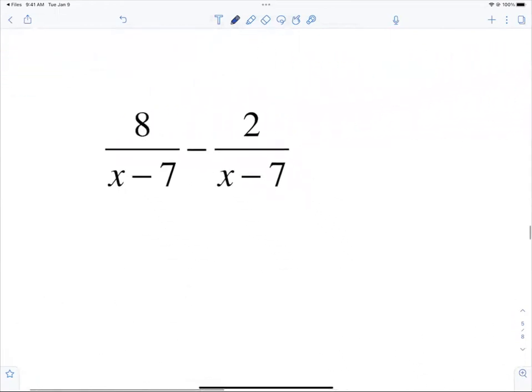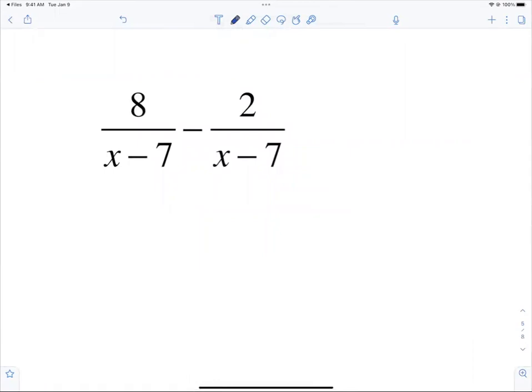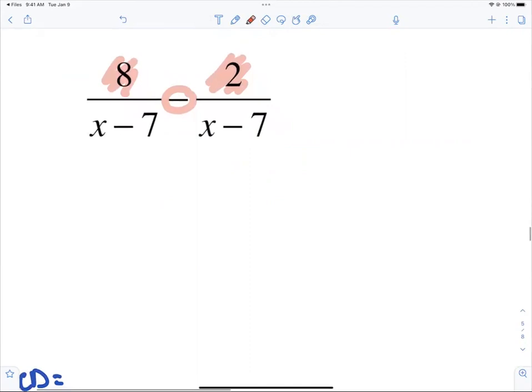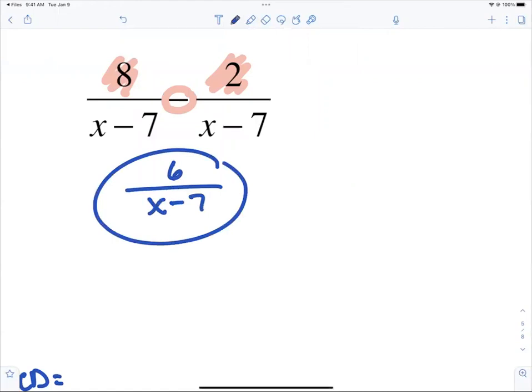Okay, moving on here. I already have a common denominator. The fractions are connected by subtraction. When you already have a common denominator, turn your focus to the numerators only. Apply the operation between the two ratios. This just turns into 6 over x minus 7. Just that simple and clean.